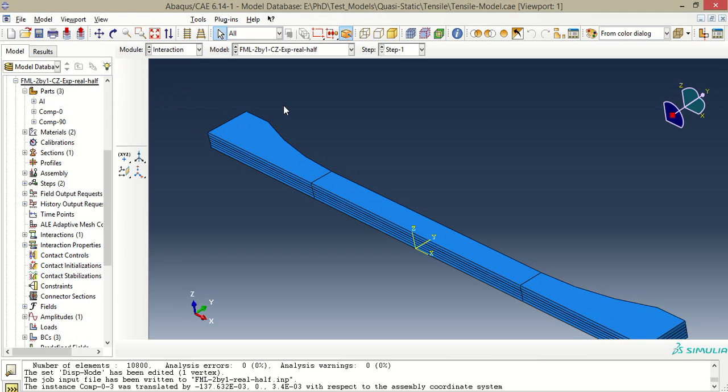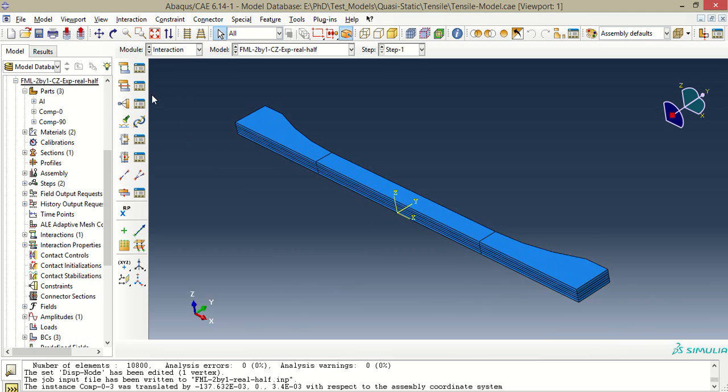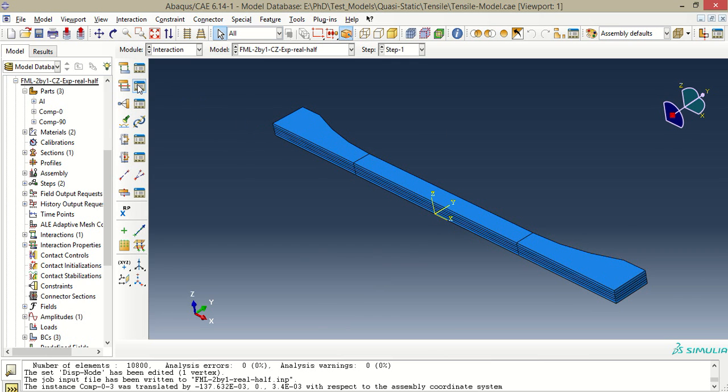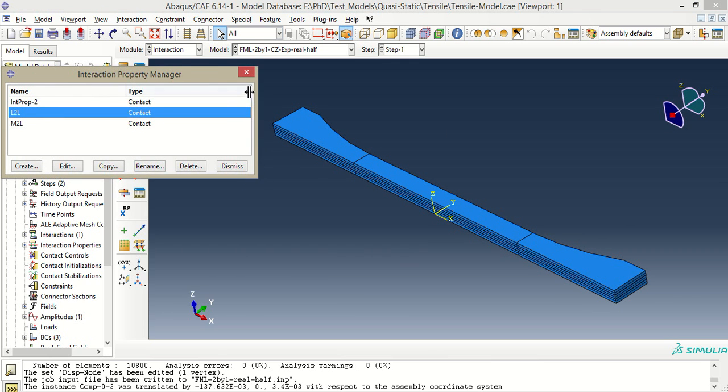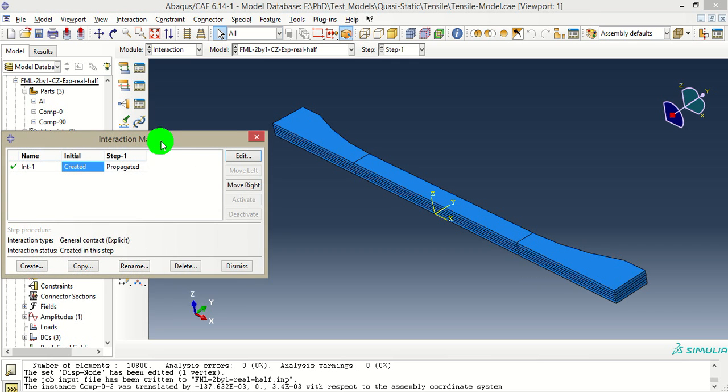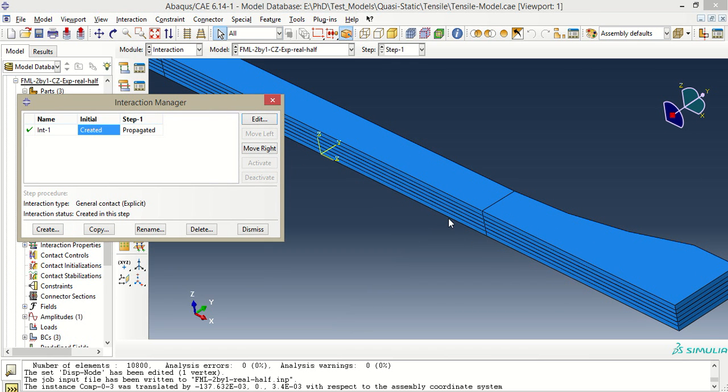Okay, come to the interaction module. This is important at this point. Now just create three kinds of properties. It's very important that to create the cohesive zone, specifically the cohesive surfaces between two layers, you need to bring the surfaces under general contact for Abaqus Explicit. Remember it: Abaqus Explicit doesn't support surface-to-surface contact between two layers when the cohesive model is activated. So in this case, since the cohesive model is activated, bring the surfaces under general contact.